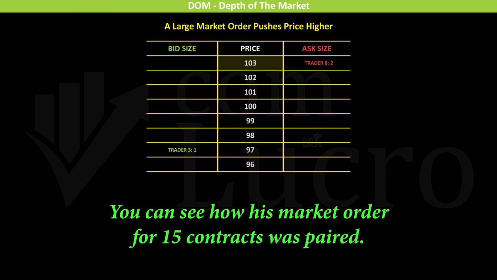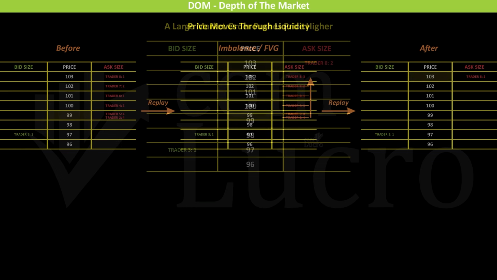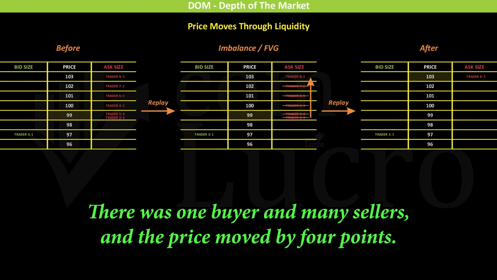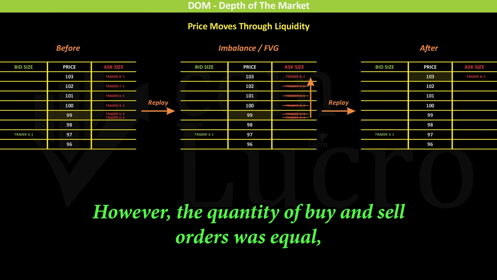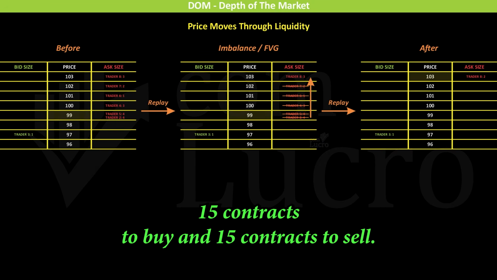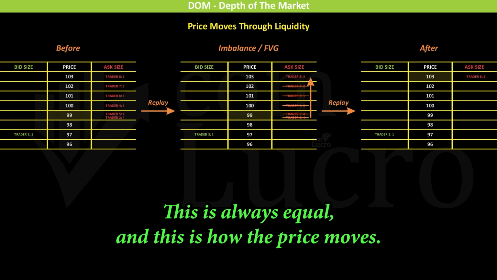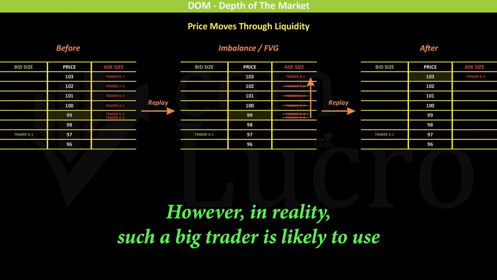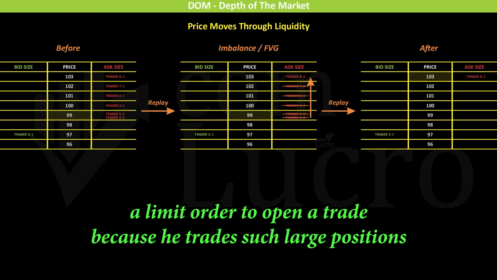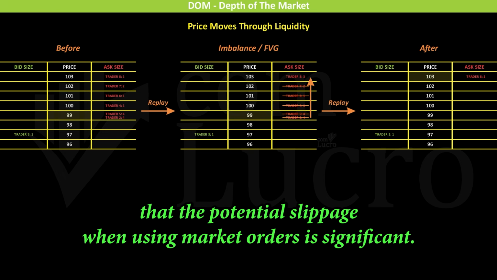You can see how his market order for 15 contracts was paired. Take a moment to observe this. There was one buyer and many sellers, and the price moved by 4 points. However, the quantity of buy and sell orders was equal. 15 contracts to buy and 15 contracts to sell. This is always equal, and this is how the price moves. However, in reality, such a big trader is likely to use a limit order to open a trade because he trades such large positions that the potential slippage when using market orders is significant.